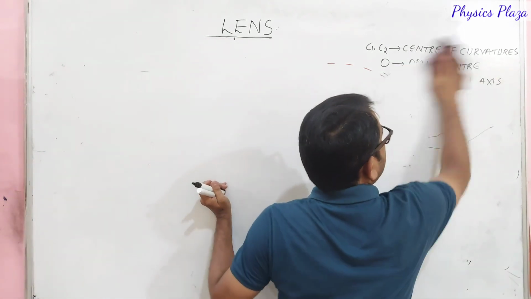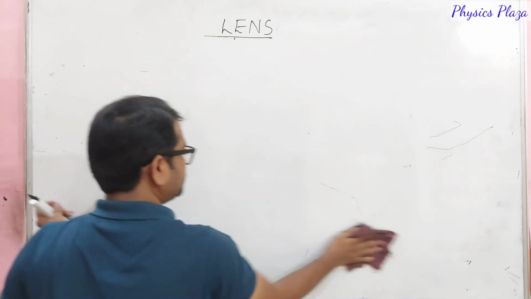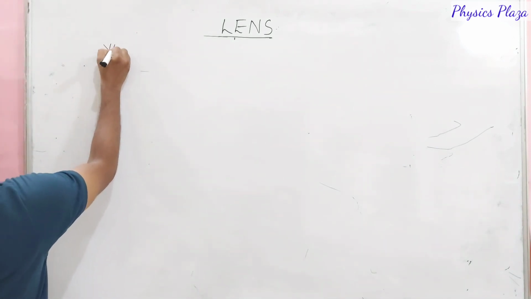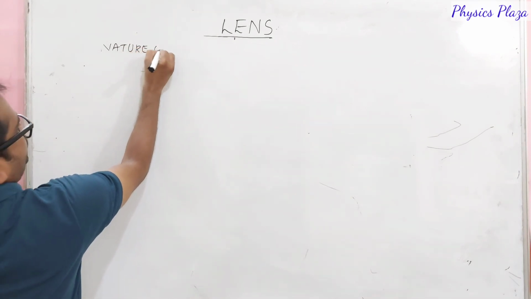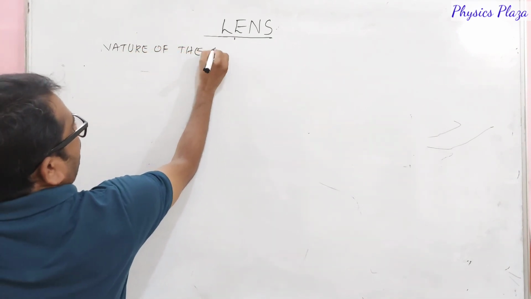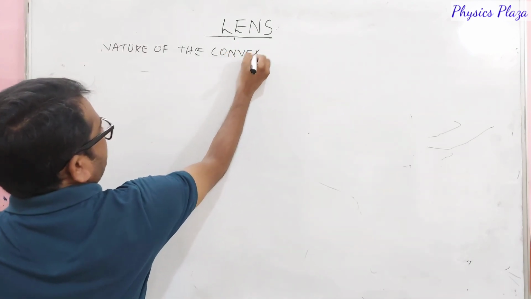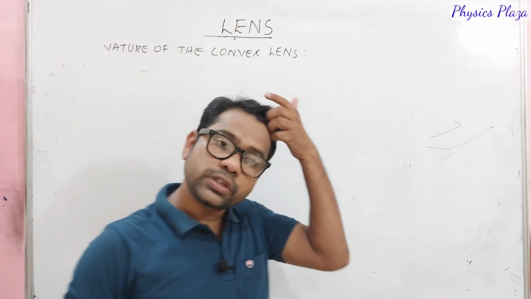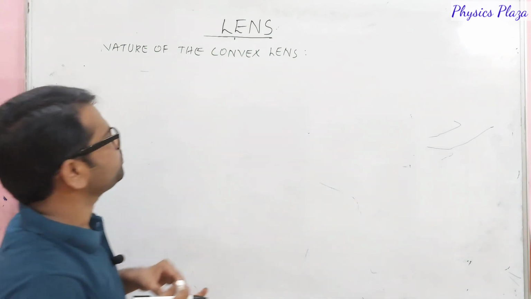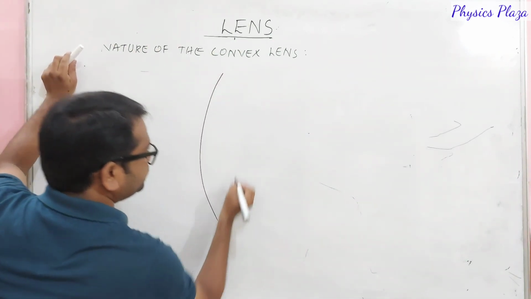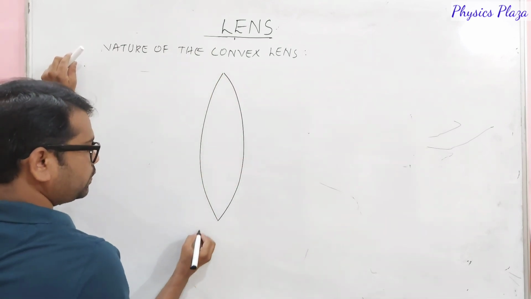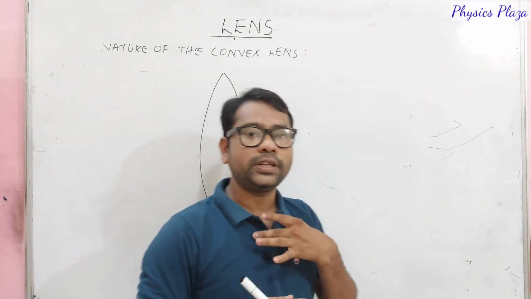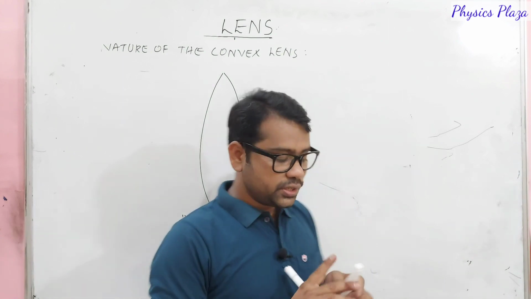Now we will discuss the nature of the convex lens. How does it behave when a parallel beam of light falls on it? It is very important. So here is the nature of the convex lens. Children, after discussing these terms, especially we will discuss the first focal point, second focal point, first focal plane, and second focal plane. First, let us take a convex lens, a very thick convex lens, so that it is very easy to understand what is going to happen when light is incident on the convex lens.